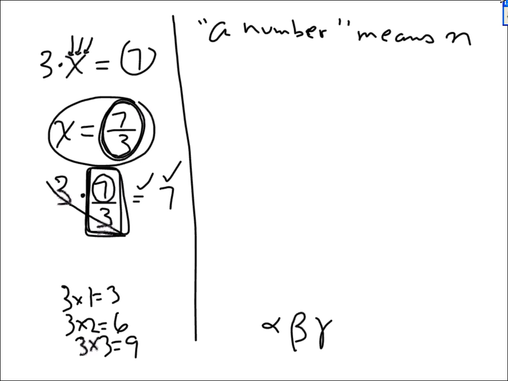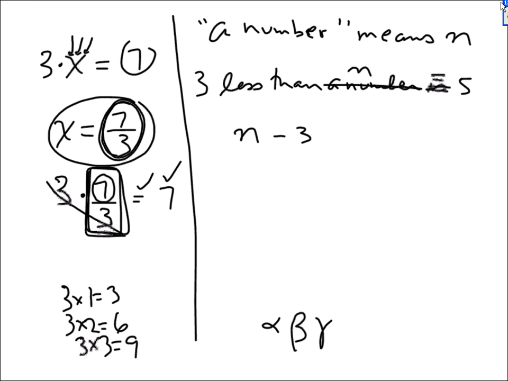Now, if somebody said to solve this, 3 less than a number is, say, 5. Well, instead of a number, you should say n, and instead of is, you say equals. 3 less than n equals 5. Well, what's 3 less than n? Here is n, and I made it 3 less. And that gives me 5.